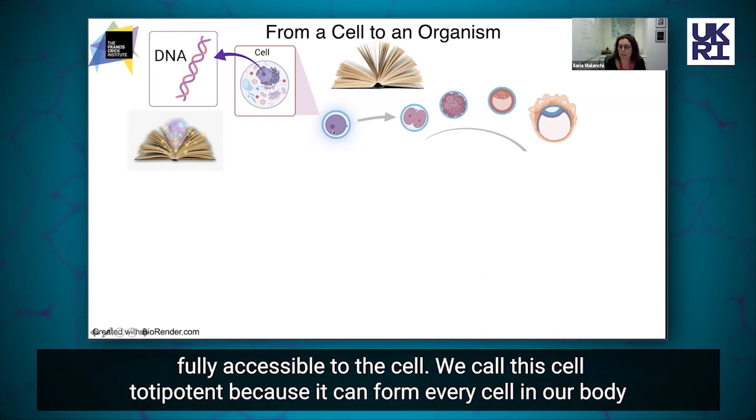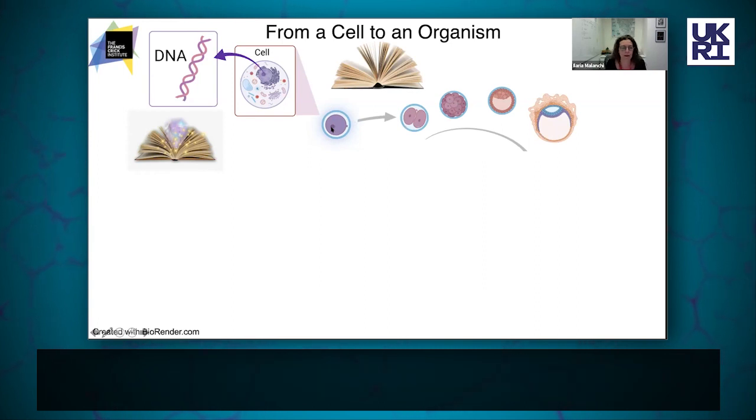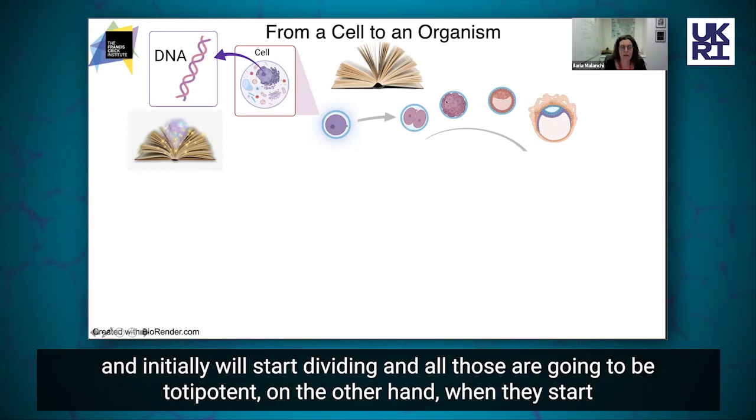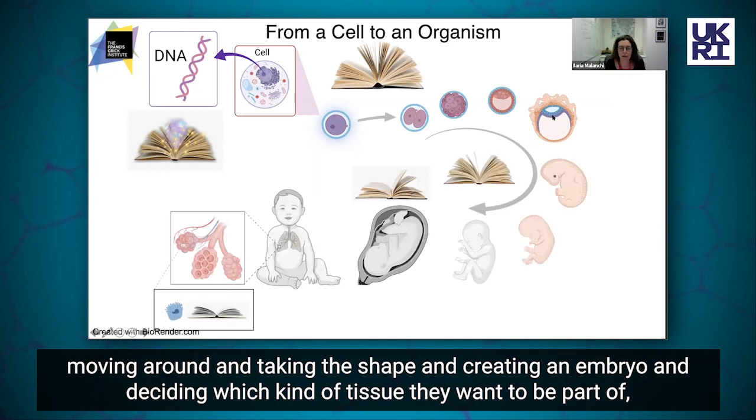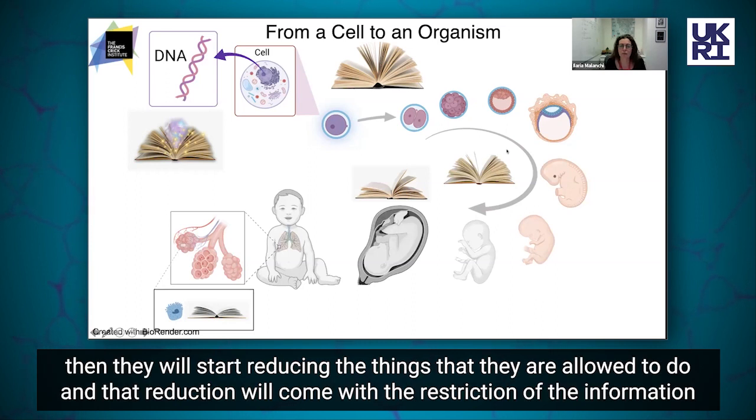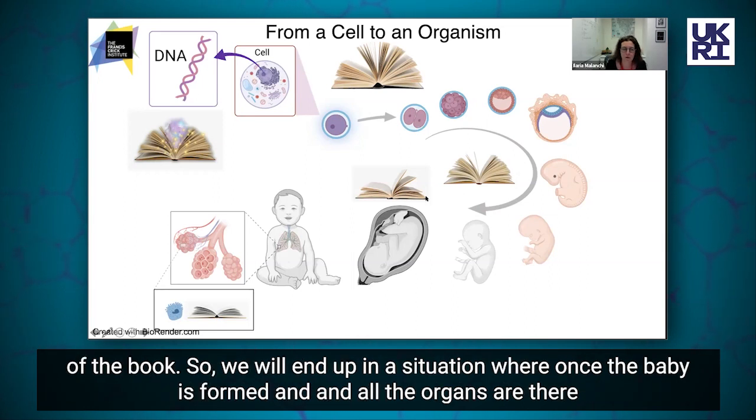We call this cell totipotent because it can form every cell in our body. And initially we'll start dividing, and all those cells are going to be totipotent. On the other hand, when they start moving around and taking their shape and creating an embryo and deciding which kind of tissue they want to be part of, then they will start reducing the things that they are allowed to do. And that reduction will come with the restriction of the information of the book.